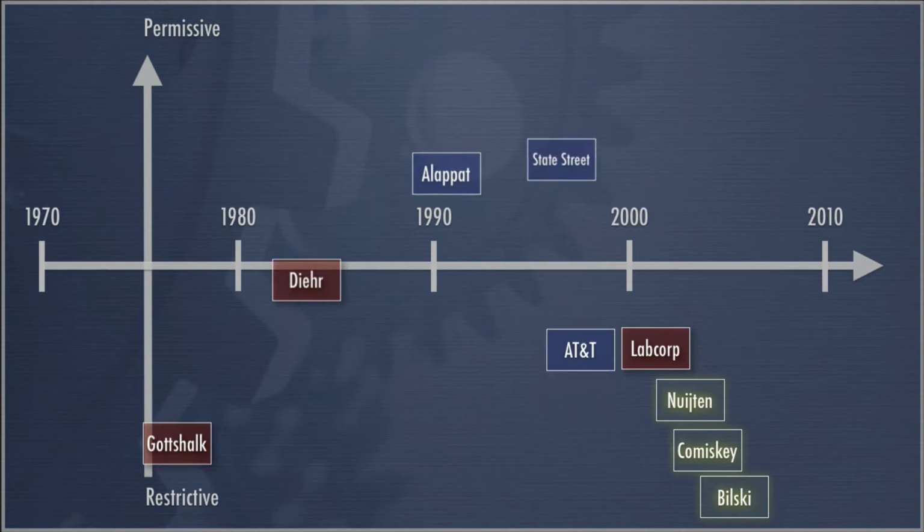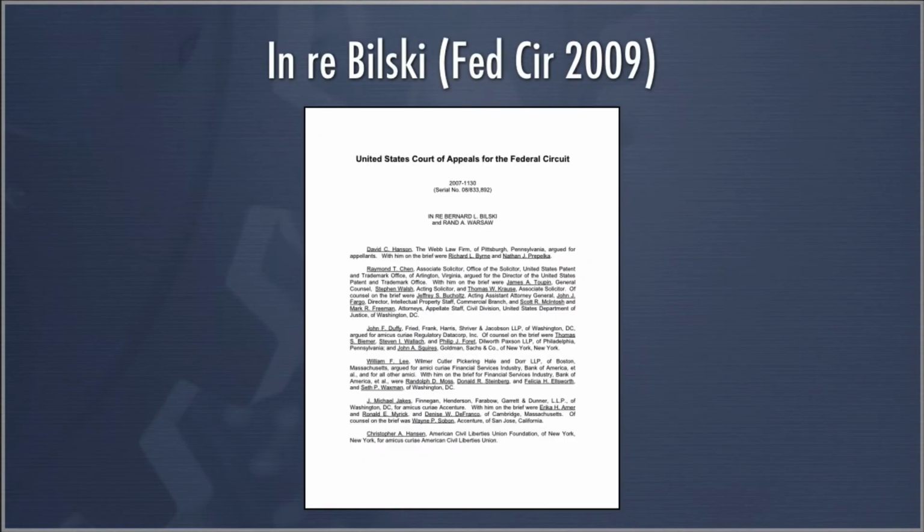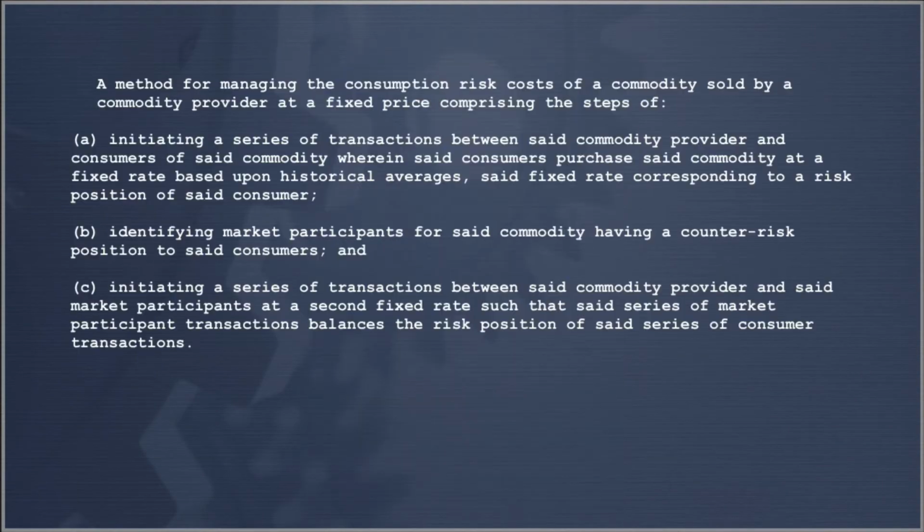So Bilski arrives at the Federal Circuit in 2009, and the claim here is a method for managing the consumption risk costs of a commodity sold by a commodity provider, comprising the steps of initiating a series of transactions, identifying market participants, and initiating a series of transactions at a second fixed rate. Basically, for those of you who've done any finance, this is a hedging model.